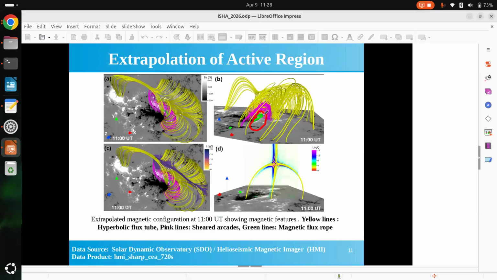As we checked the twist value and found the twist greater than 1, these green field lines are inferred as the magnetic flux rope, which is enveloped by the pink field lines. These field lines are generally regarded as the sheared arcade.